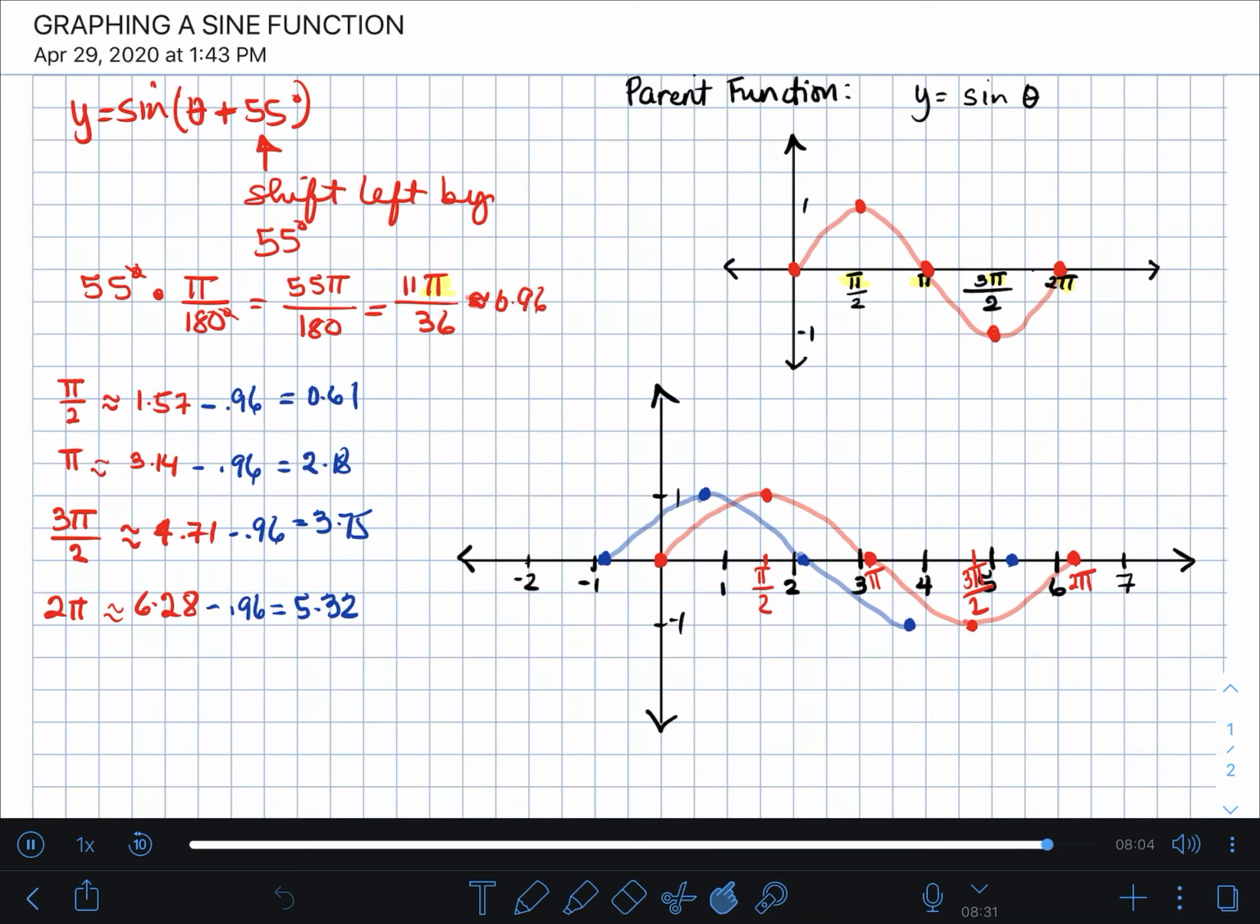So this one here, in blue, is our y equals sine theta plus 55.